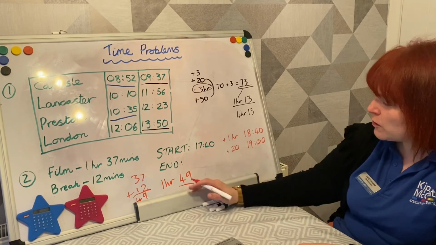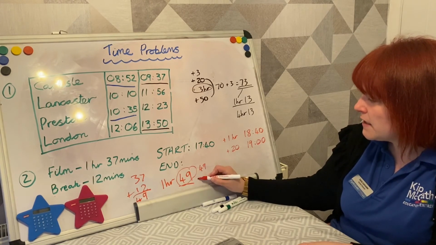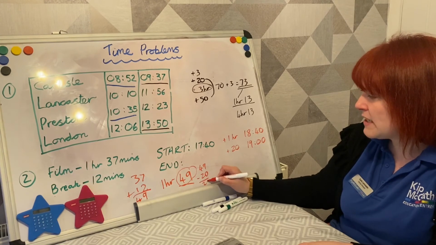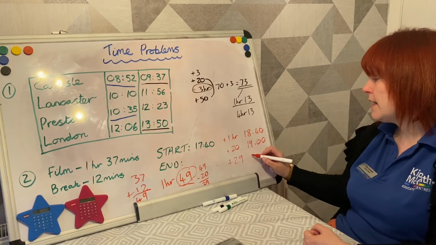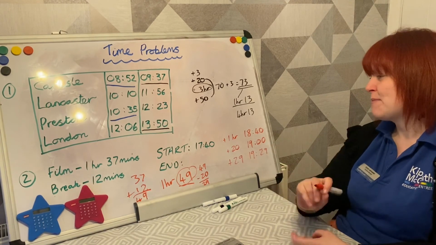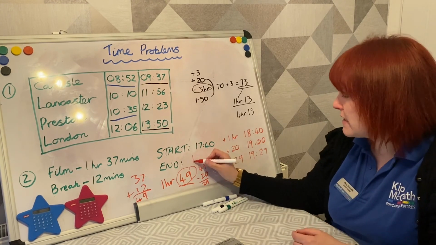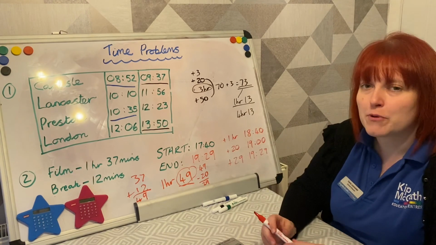And then we'll go back over here. So what have we got left? If we've used 20 of those, so 49, take away 20, we've got 29 minutes left. So we've got to add another 29 on. That's going to get us to 19:29. And that's what time the film would finish. And that would be their answer. Okay, so that's a few different ways of setting out different time problems.